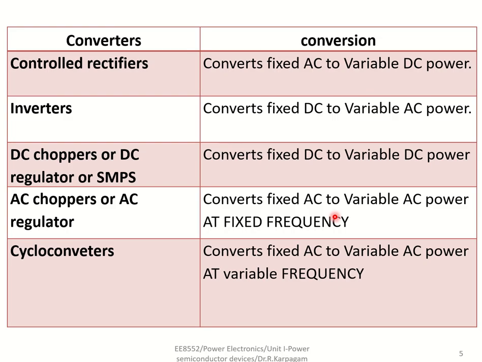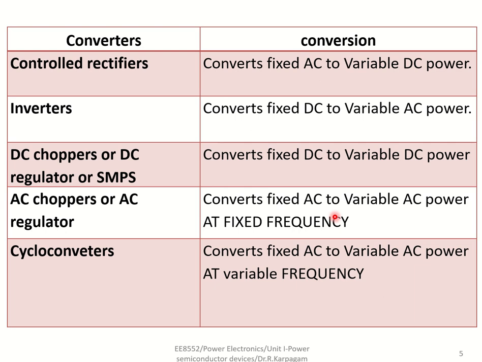Next, we will discuss types of power converters based on converting electrical energy from one level of voltage, current and frequency to another level using semiconducting devices. Controlled rectifiers convert a fixed AC power to variable DC power. The variable DC power is obtained by controlling the firing angle of semiconductor devices.